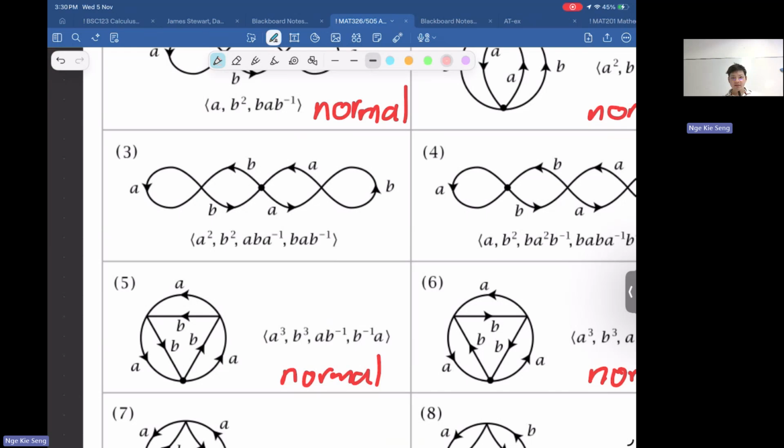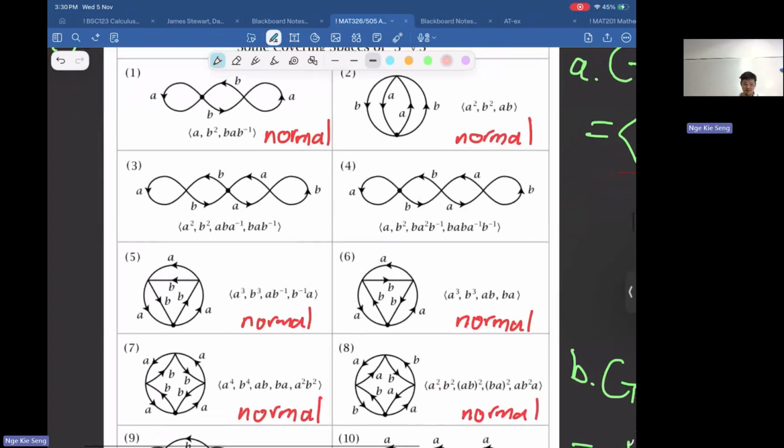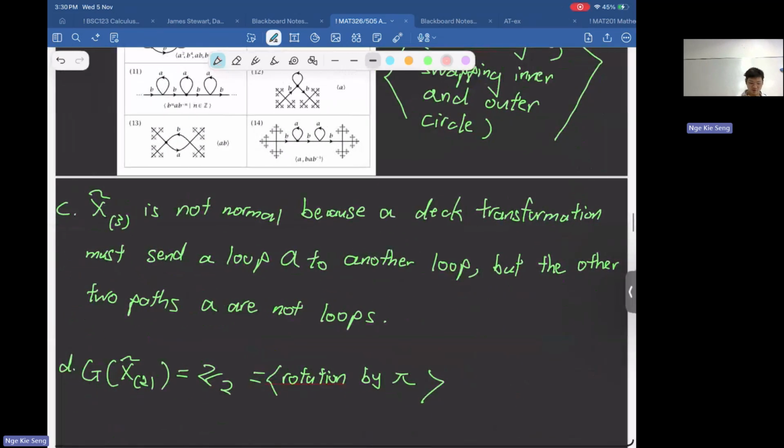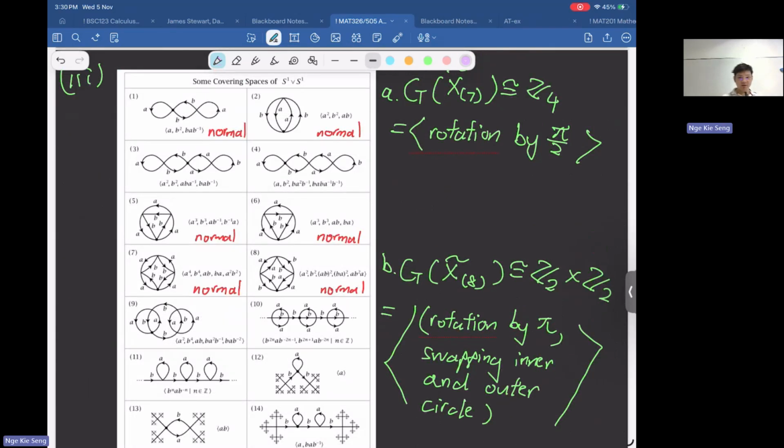Okay, and then see the rest. So far it's like that. Okay, good. So far so good. Normal and not normal. Maybe one thing you want to check: prove that a deck transformation sends a loop to a loop, and maybe try and check this. It sends a loop to a loop, but the other two paths are not loops. Okay, any questions so far?